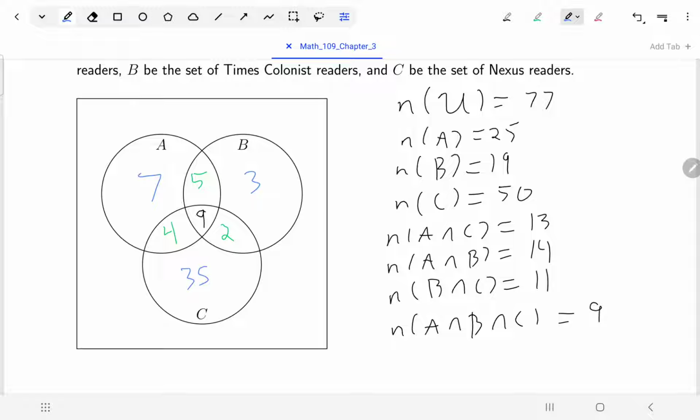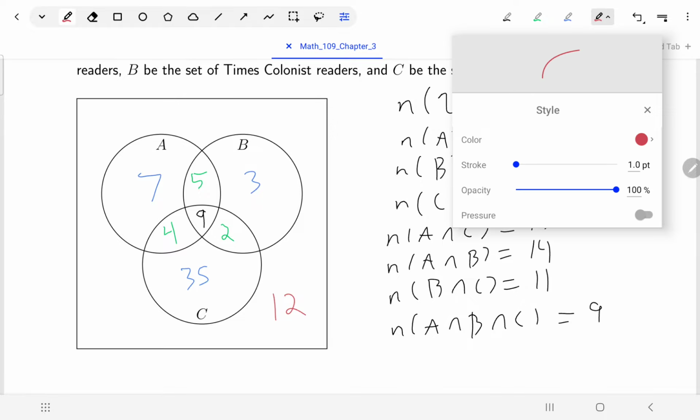So now, how many things have I put in already? The 7 plus the 5, the 3, the 4, the 9, the 2, the 35, all of those things I've already put inside the Venn diagram. The question is, how many does that add up to? 7 plus 5 plus 3 plus 4 plus 9 plus 2 plus 35 adds up to 65. So we have 65 things already in our Venn diagram, and I need 77 things in total. So 77 minus 65 leaves another 12. So 12 people are in the exterior.